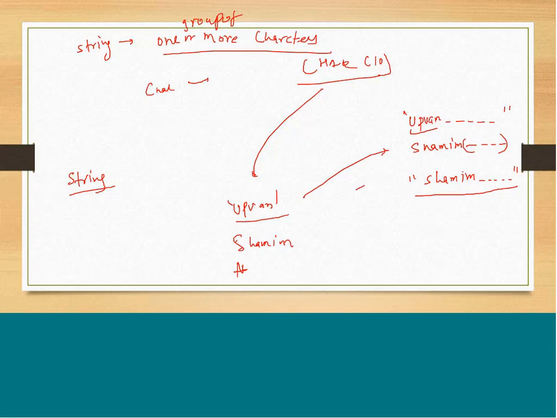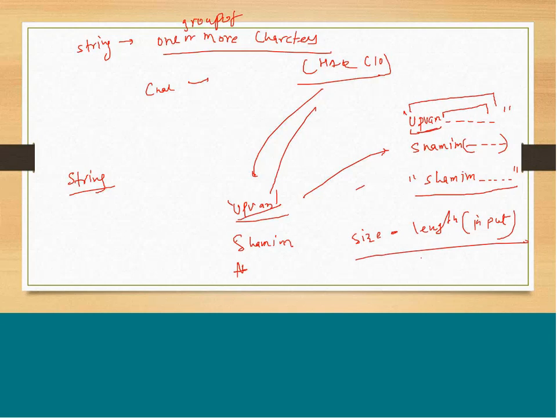Suppose this is the string that we want to store in char 10. It will be stored like this: the string padded with the remaining spaces. So the total number of padded spaces will be size minus the length of the input.